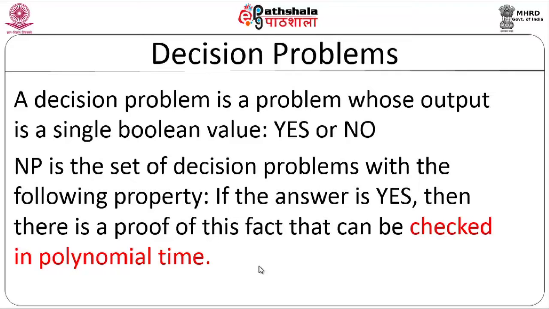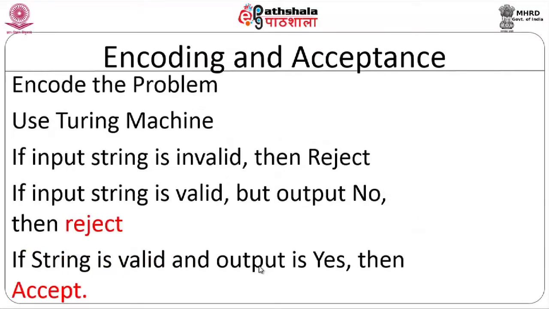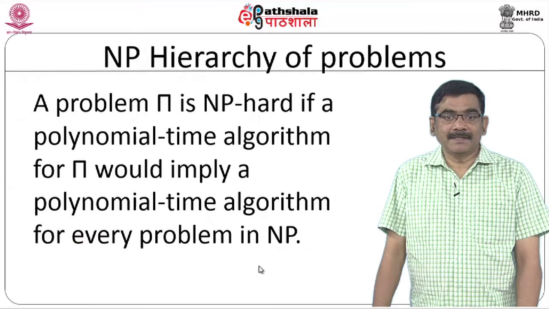So, the requirement of using a Turing machine is that a problem should be converted to a decision problem where the output is going to be either yes or no. The logic is very simple. We take decision problems and check whether the problem can be checked in polynomial time or not. Take the problem, encode it, take the Turing machine and feed the problem as a set of strings to the machine. If the input string is invalid, the Turing machine will reject it, and if the input string is valid but the output is no, the Turing machine will reject it also. If the string is valid and the output is yes, that means the Turing machine terminates, and we call that the accept state.